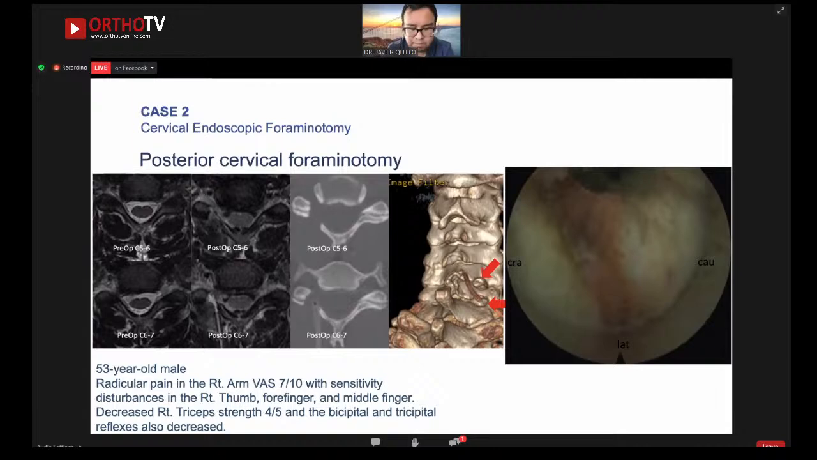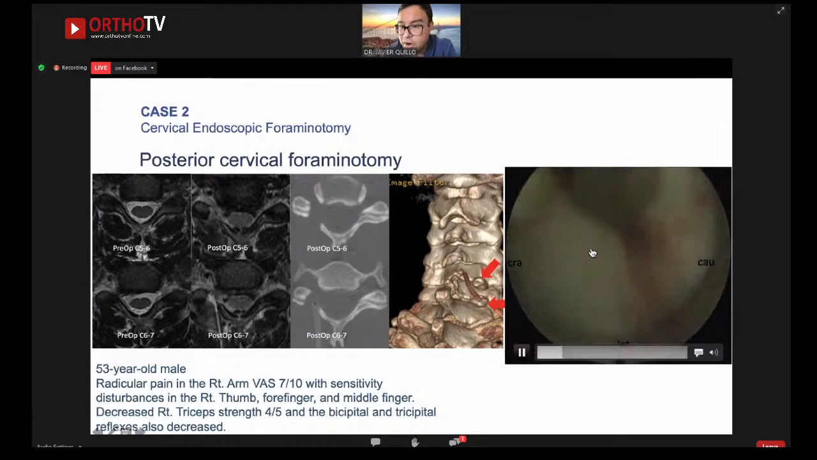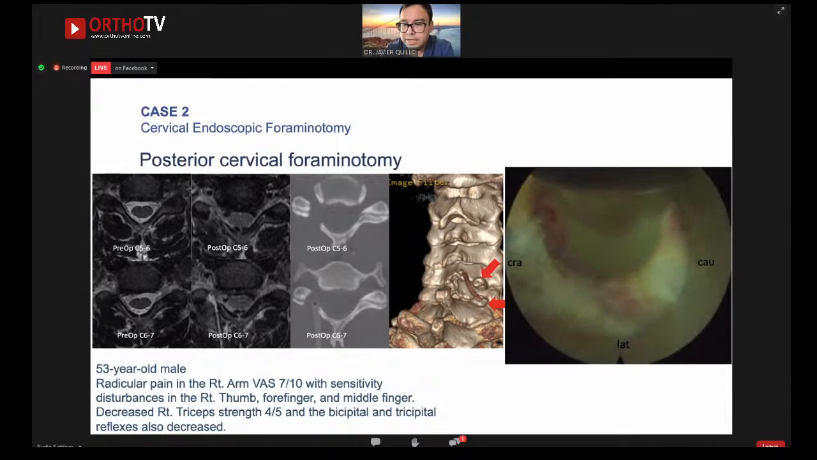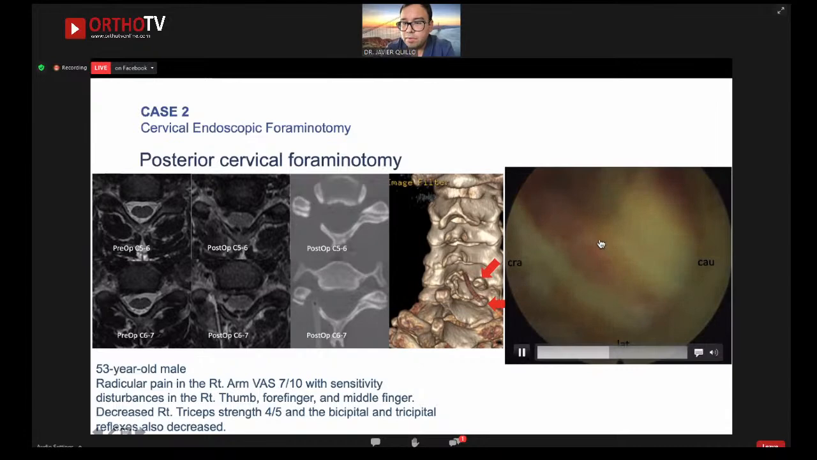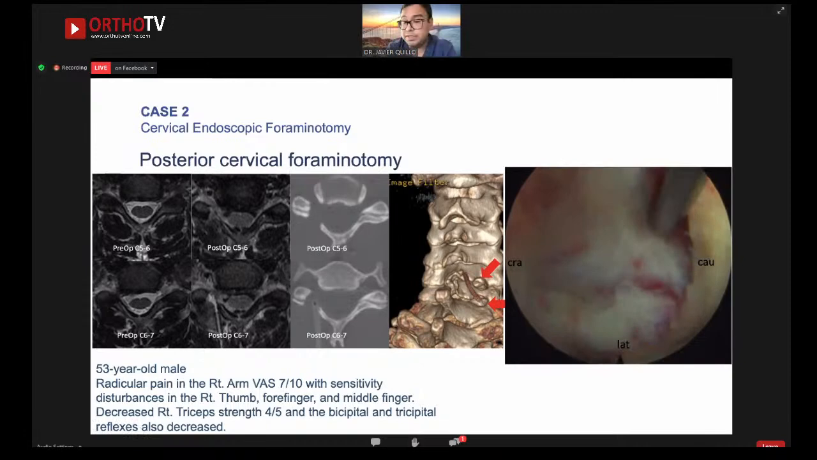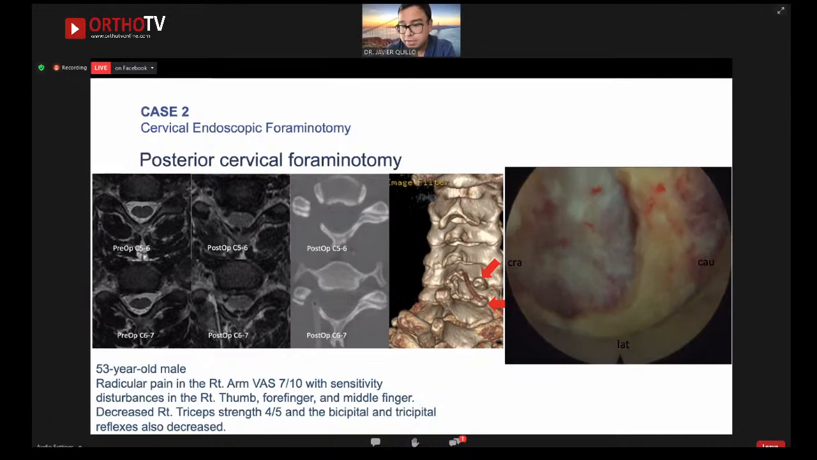This is another case, a foraminotomy case in a 53-year-old male with foraminal stenosis at C5, C6, and this is the intraoperative video. Again, we recognize the B point. This is the starting landmark, and we are starting from this landmark. This is the cranial aspect of the surgical field. And with gentle movements with the Kerrison, we remove part of the facet joint, the medial part, not more than 50%, similar to tubular or open or mini open procedures.